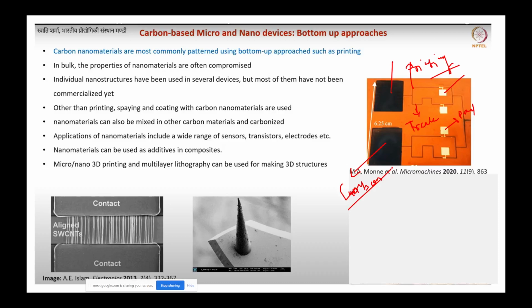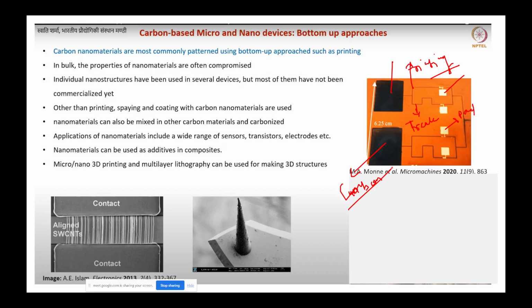And then the nanomaterial can also be mixed in other carbon materials, and it can be carbonized. So the applications of nanomaterial include a wide range of sensors, transistors, and electrodes. Starting with sensors, there are many kinds of sensors, such as temperature sensors. You can make a pressure sensor or a humidity sensor.